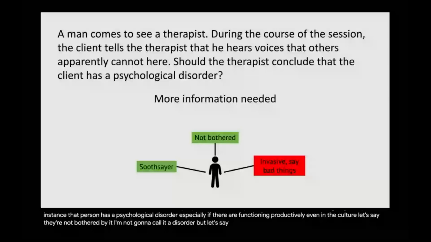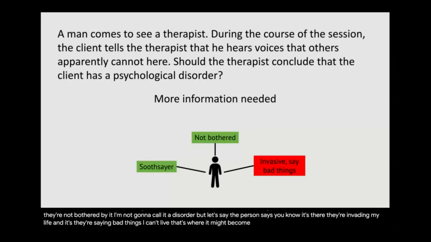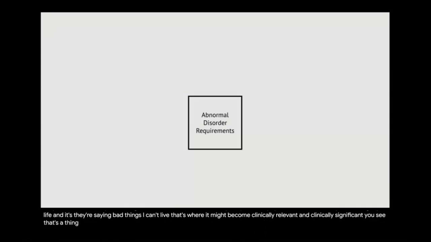But let's say the person says, they're invading my life, and they're saying bad things. I can't live. That's where it might become clinically relevant and clinically significant. You see, that's a thing. It's not just about the symptoms, but there's more to it. An abnormal disorder, okay? Basically, these are the general criteria.